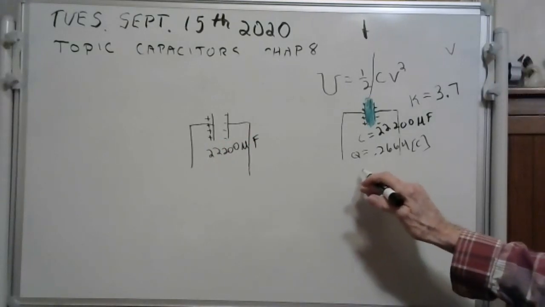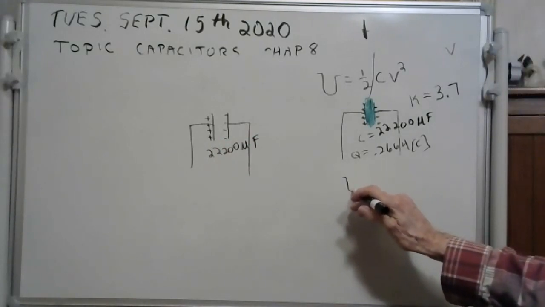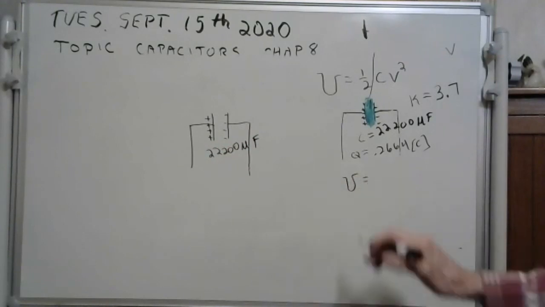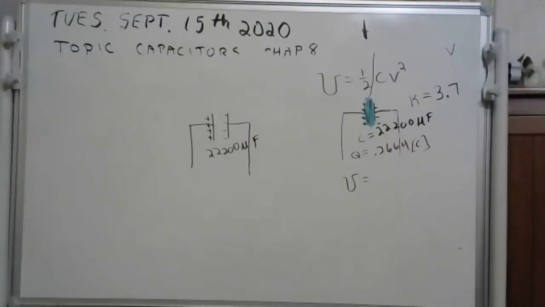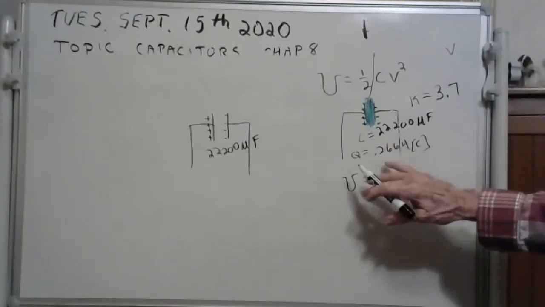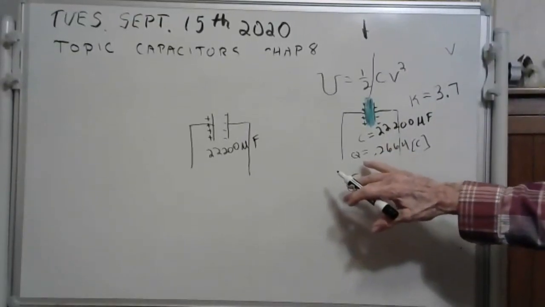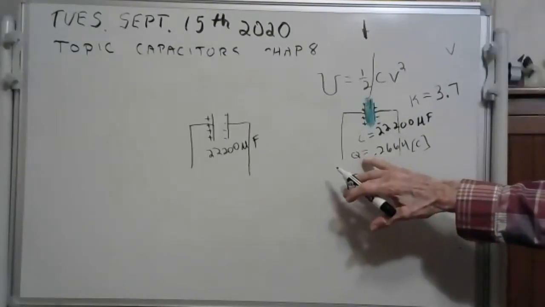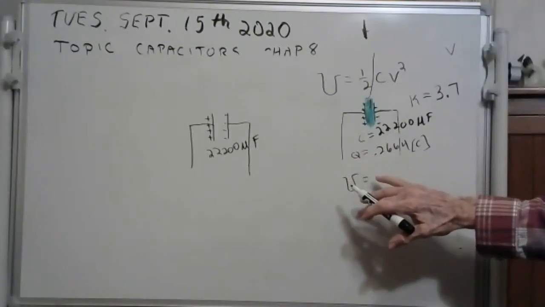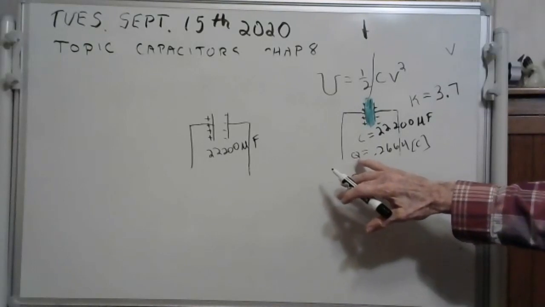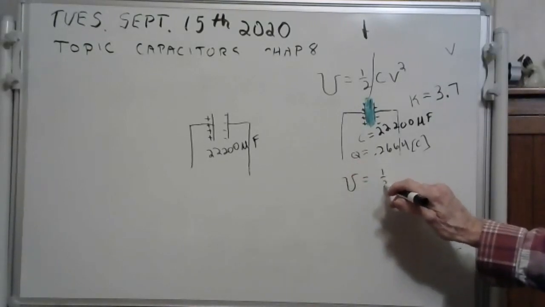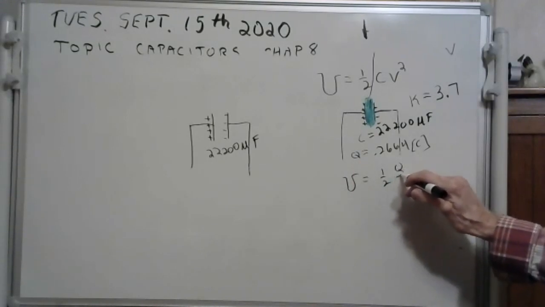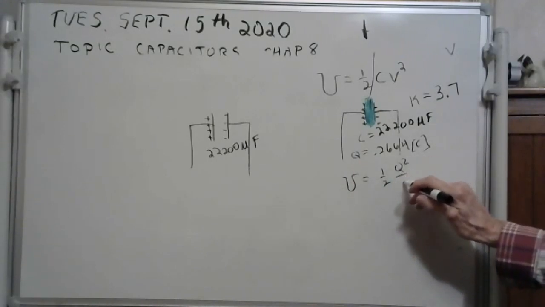Now, I'm sorry, but I think I erased my energy stored in the capacitor. Let me get that again. I think I erased it. Oh, gee, am I running out of time? The energy is 1/2 Q squared over C.